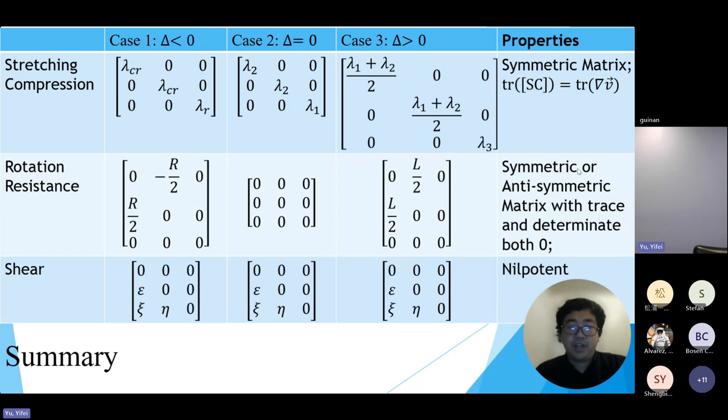For a non-rotational point, we have a resistance term, which is L over 2 and L over 2 for partial V over partial X and partial U over partial Y. And for the second case, which is at the edge of rotation and non-rotation, we have a zero matrix, which can be referred to as both symmetric and anti-symmetric. For all three cases, the rotation or resistance is symmetric or anti-symmetric, and its trace and determinant are both zero.